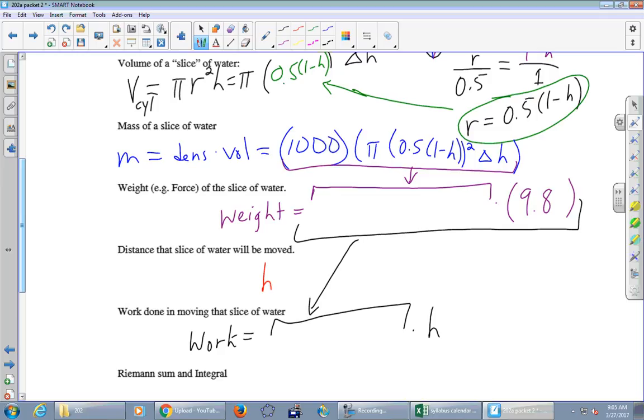So that big expression that I've hardly written anything down from represents the work done in moving one slice of water, one slab of water from wherever it is up to the top of this cone. To find the work done in moving all the water, you got to add up all the work for each of the little slabs of water. And so that means sigma, which I won't write, and that means the limit, which I won't write, and that means an integral, which I won't write.